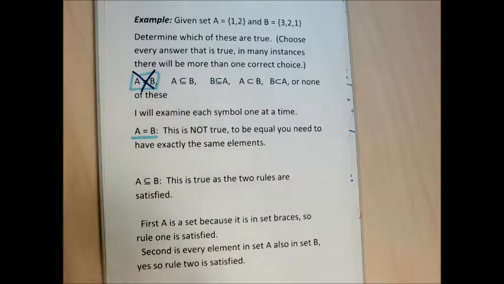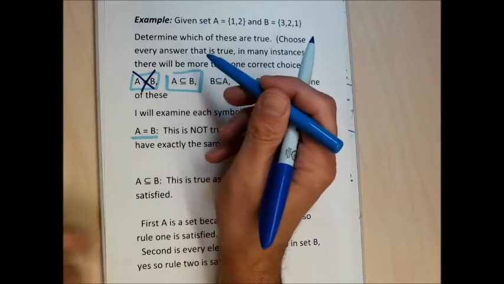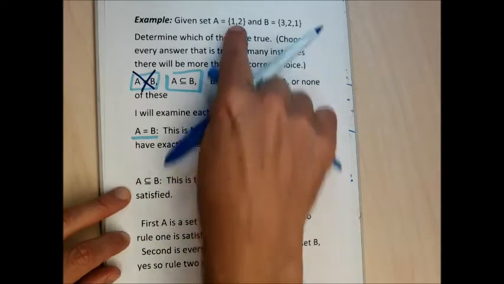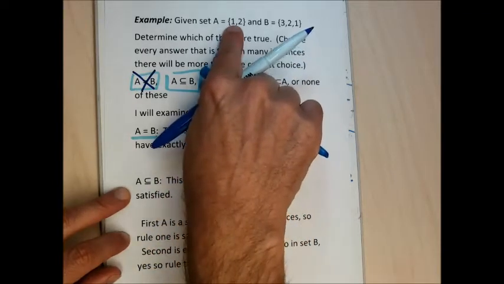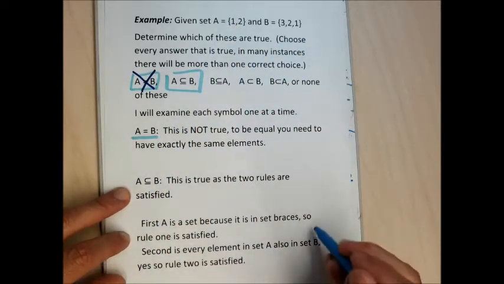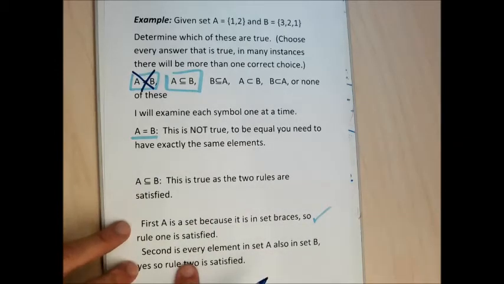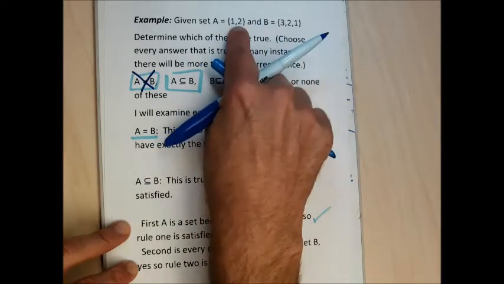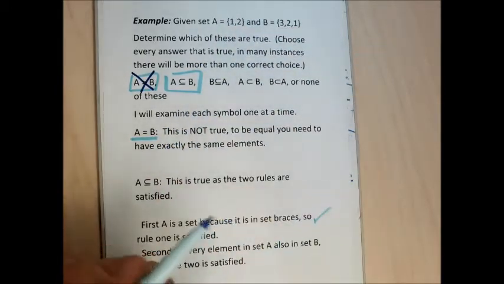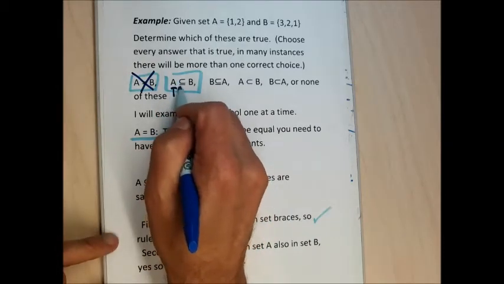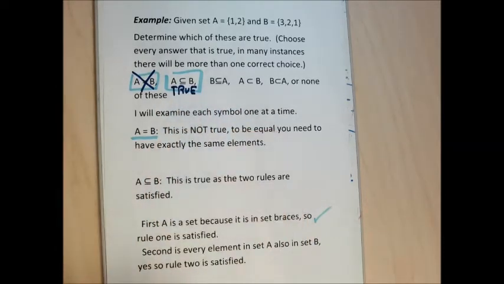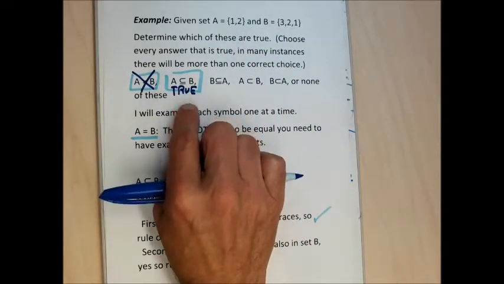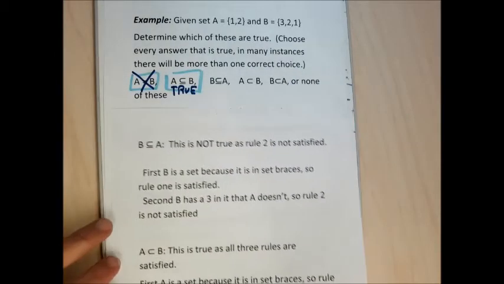Let me move on to the second symbol. Is A a subset of B? Well, let me talk through this. There's two rules that have to be satisfied. The first rule is A has to be a set. A is a set because it's written in set braces, so the first rule is satisfied. The second rule is every element in set A needs to be in set B. There's a 1 in A, there's a 1 in B, there's a 2 in A, there's a 2 in B. Every element in set A is in set B, and that's all I need to be a subset. You need to be a set that's contained, so that is going to be a part of my answer to example 2.